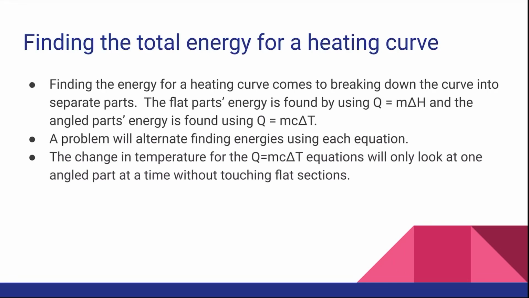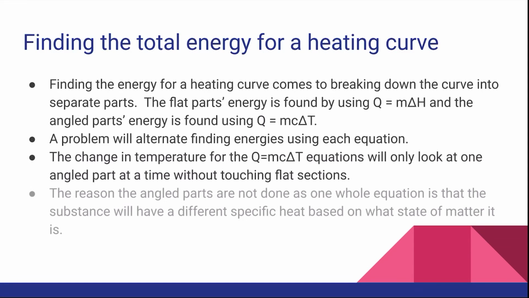The change in temperature for the Q equals mc change of T equations will only look at one angled part at a time without touching flat sections. The reason the angled parts are not done as one whole equation is that the substance will have a different specific heat based on what state of matter it's in.